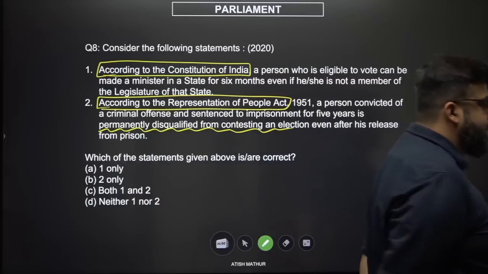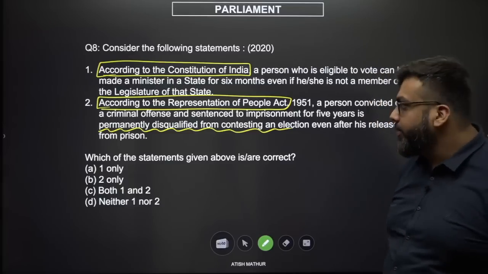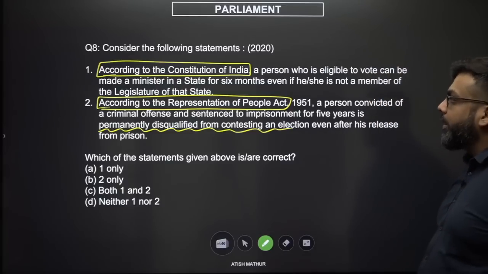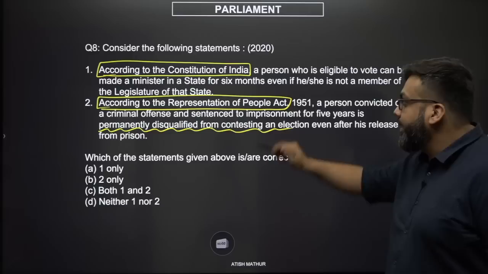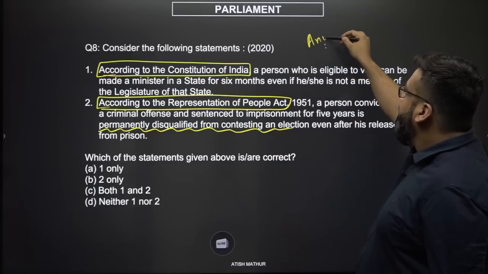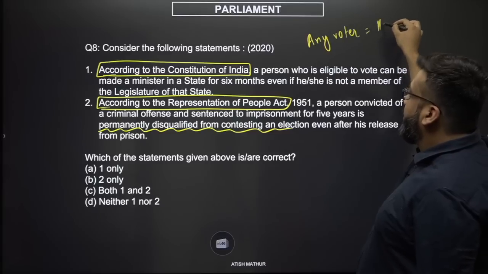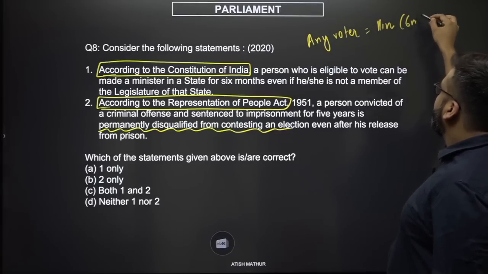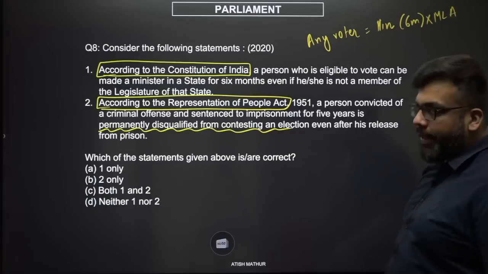Which of the statements is correct? 1, 2, both 1 and 2, or neither 1 or 2. Let's try and solve it. A person who is eligible to vote can be made a minister in a state for 6 months. Let's try and simplify this. So, any voter can be a minister for 6 months even if you are not an MLA, right?